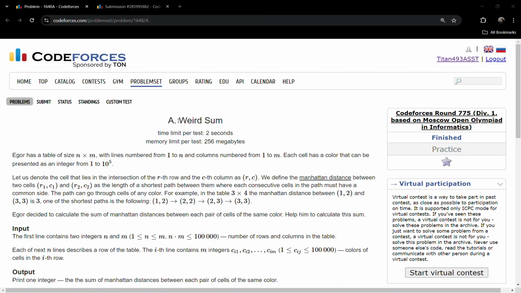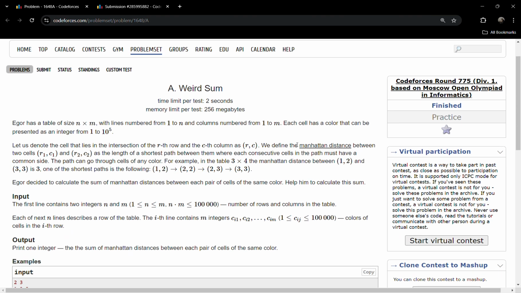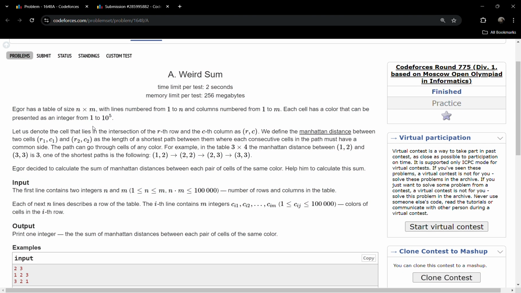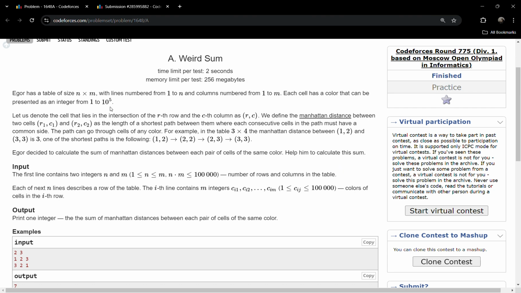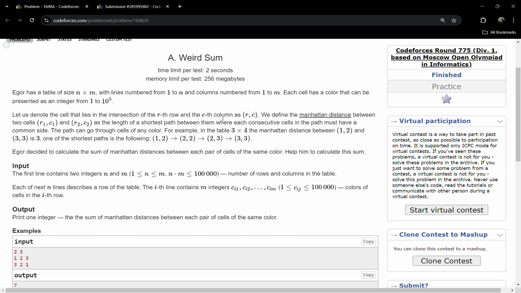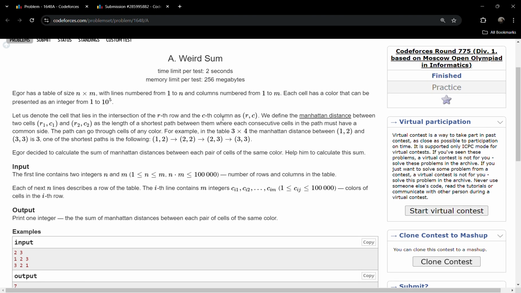Today we are going to solve this question named weird sum, which is a Div 1 A question. The question is about Manhattan distance, and we have a grid or table of size n cross m, where every cell of the table contains a number from 1 to 10 to the power of 5, and we have to calculate the Manhattan distance of every pair of cells which have the same color or the same entry. Here they are using a term like color, but it basically means that the cells have the same entry.